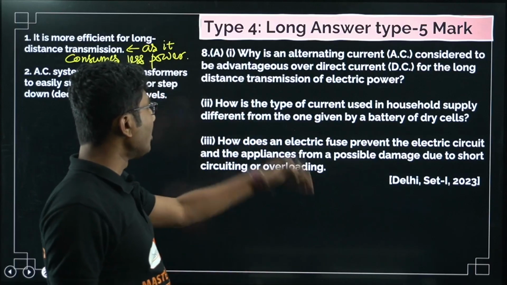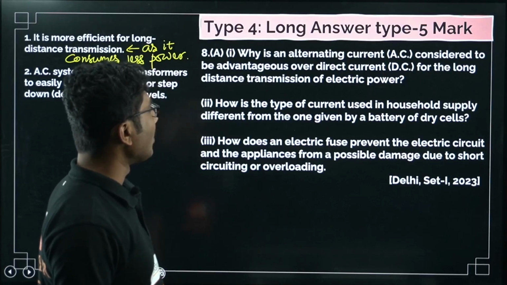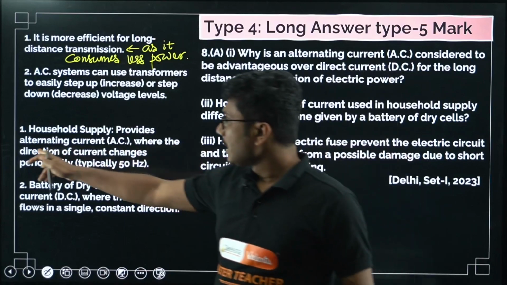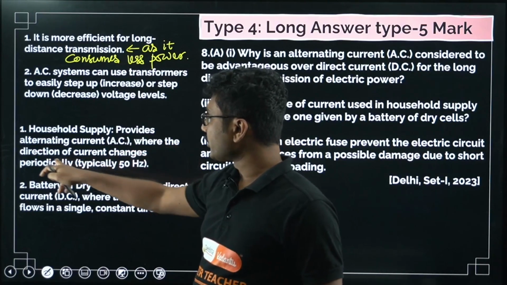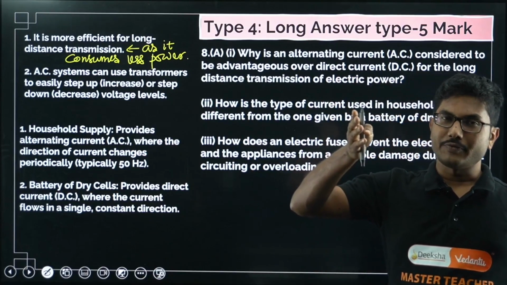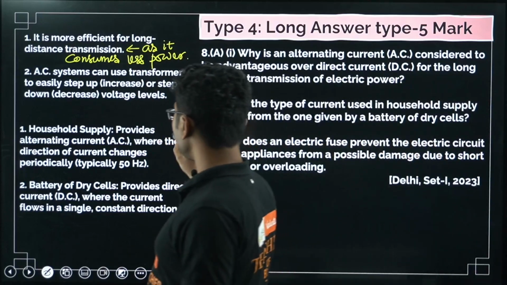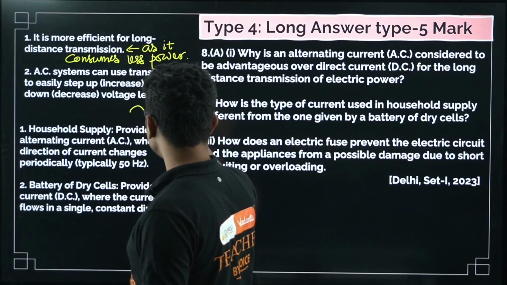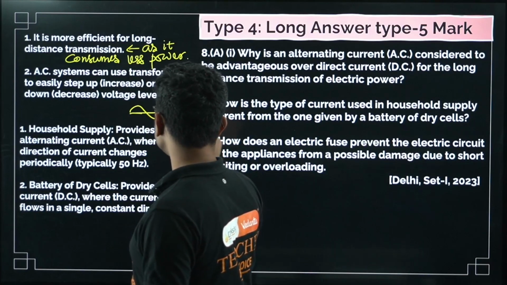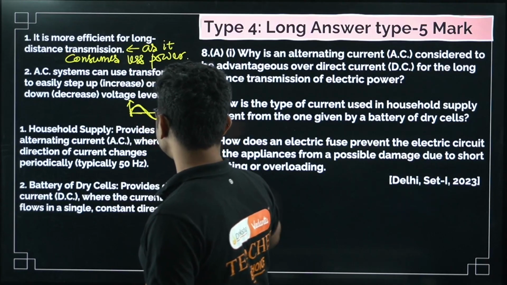Now, what else? How is the type of current used in household supply different from the one given by a battery or dry cell? Household supply provides alternating current, where the direction of current changes periodically. Alternating current means it becomes positive in the first half cycle and then negative, positive, negative, it keeps changing, right? The AC current is like this. With time on the time axis and voltage on the voltage axis, voltage changes over time, that is AC.